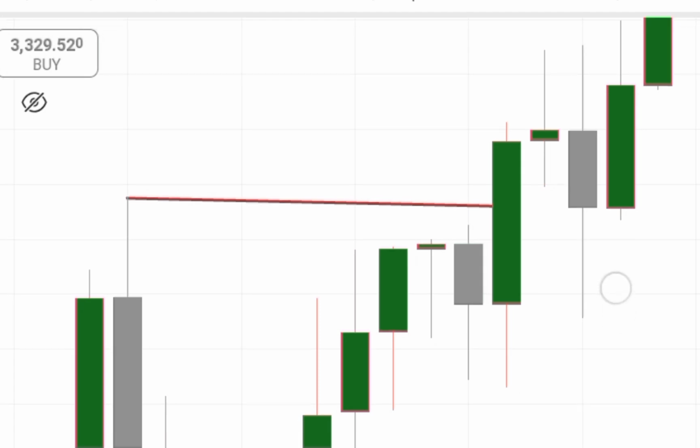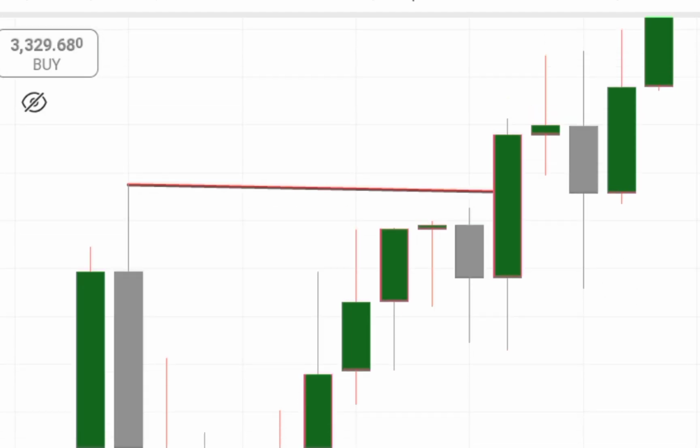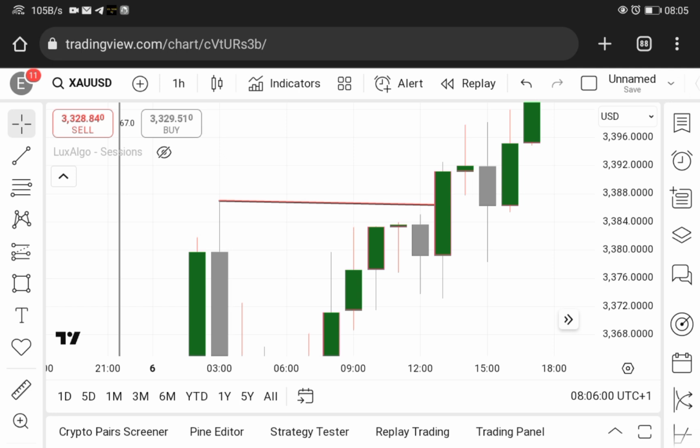So for trading this strategy, there's stuff you need to consider. First, it's a candlestick. From your H1 highs and lows, one M15 candlestick is very important.